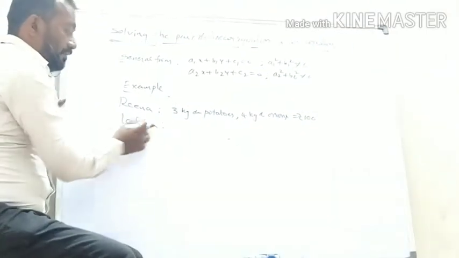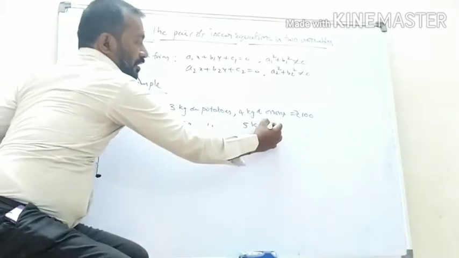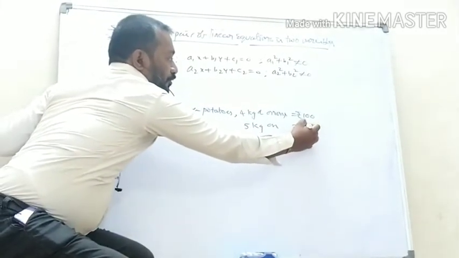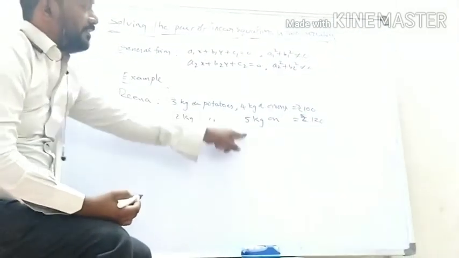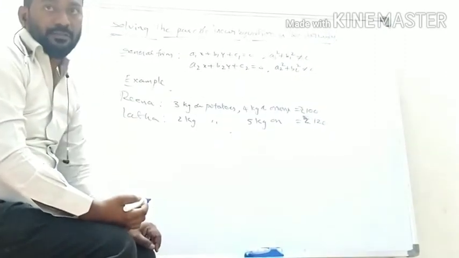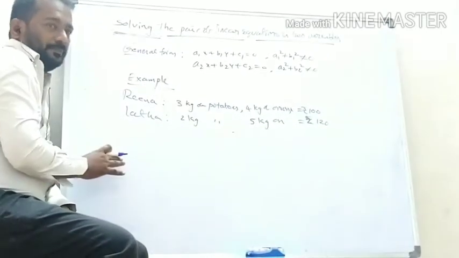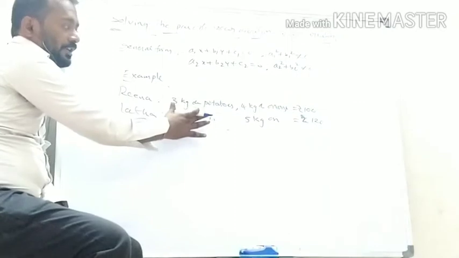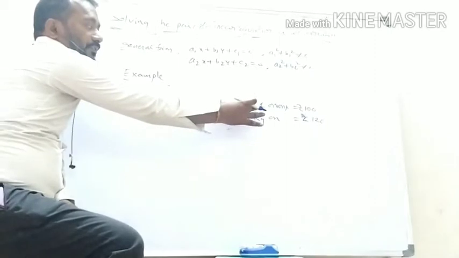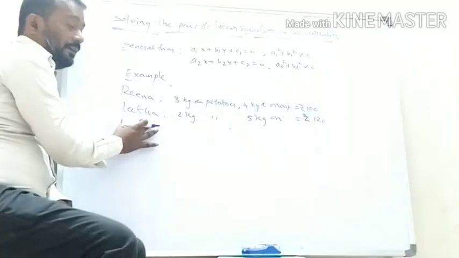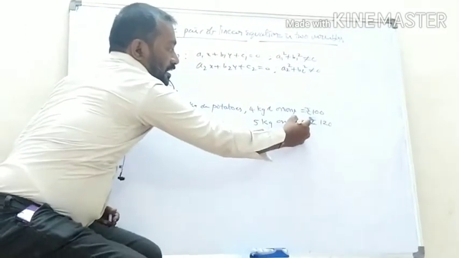And Lata, a friend of Leena, purchased 2 kg of potatoes and 5 kg of onions at a cost of 120 rupees. Here 1 kg less of potatoes, but 1 kg more of onions, and she paid 120 rupees. They did not ask the merchant the price of 1 kg of potatoes or 1 kg of onions. They directly took 3 kg of potatoes and 4 kg of onions and paid 100 rupees; Lata took 2 kg of potatoes and 5 kg of onions and paid 120 rupees.